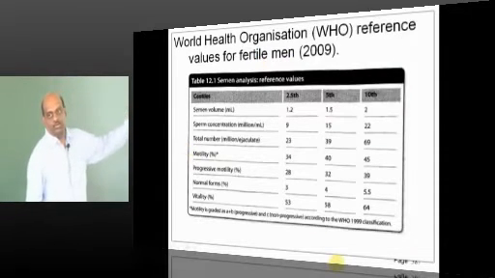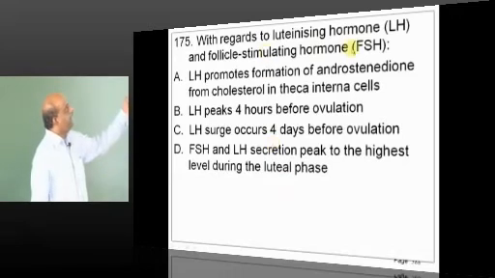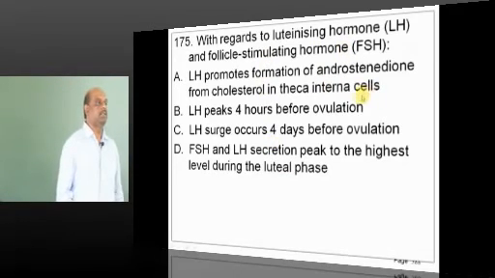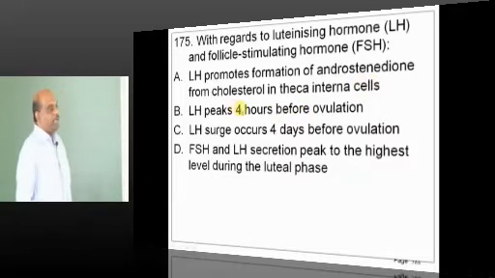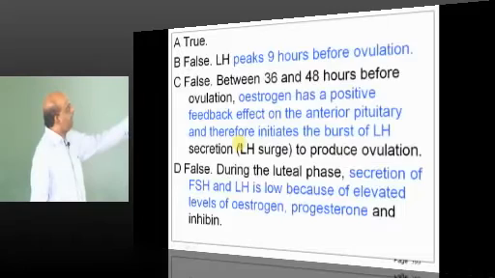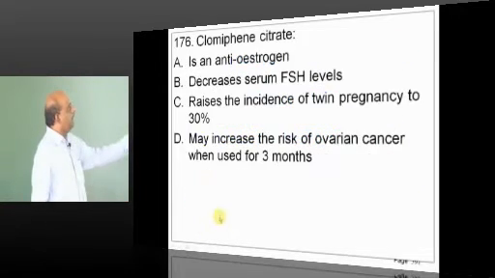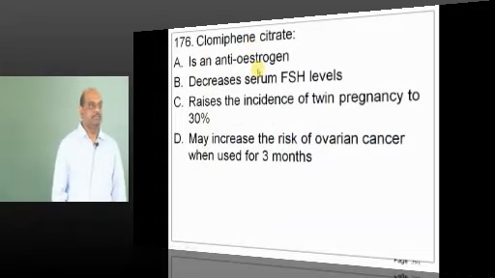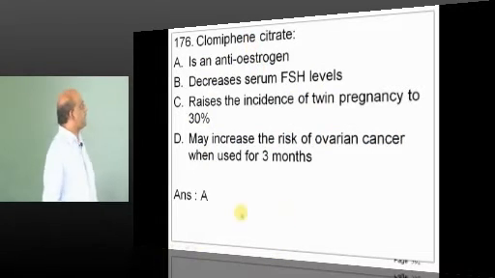Okay, WHO counts, you don't forget, doctor. Very important. LH and FSH. What's your answer? You thought anything else, doctor? No? That's good. Because LH, when will it peak? 36 to 48 hours before ovulation. Estrogen has a positive feedback effect. Now clomiphene citrate? Anti-estrogen. Okay.